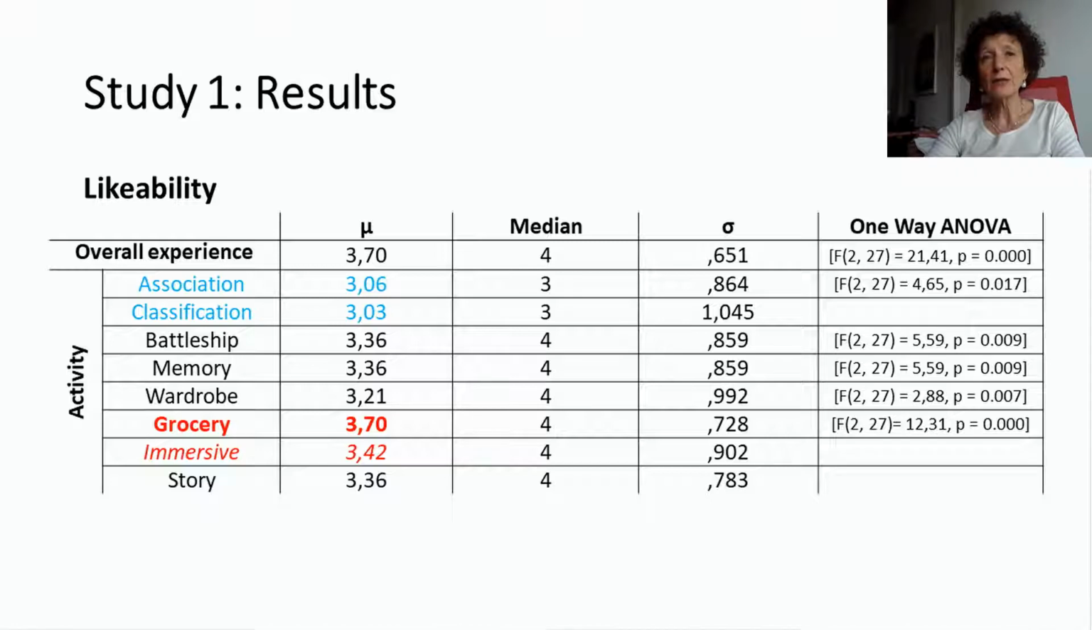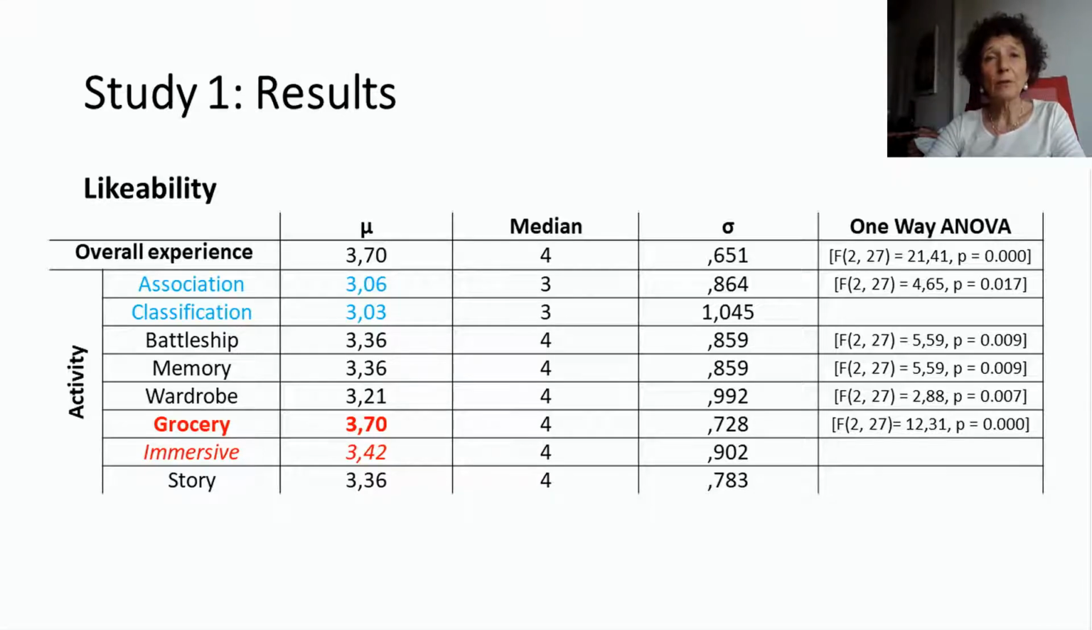The association and classification games had the lowest score, probably because they have fewer gamification features with respect to other activities. The grocery game and the immersive games were the most liked ones, probably because they exploit, more than the others, the multisensory features of the magic room.